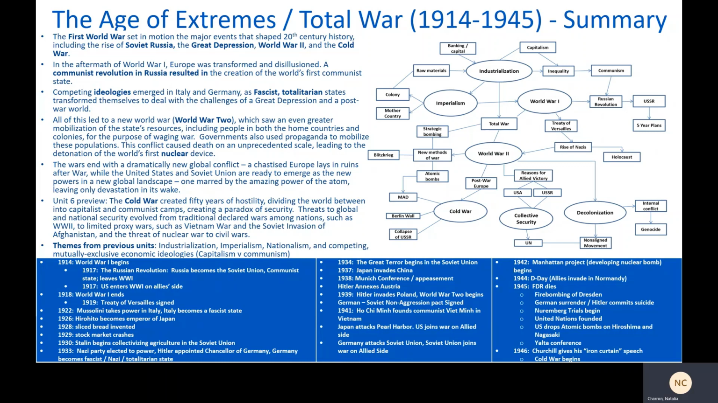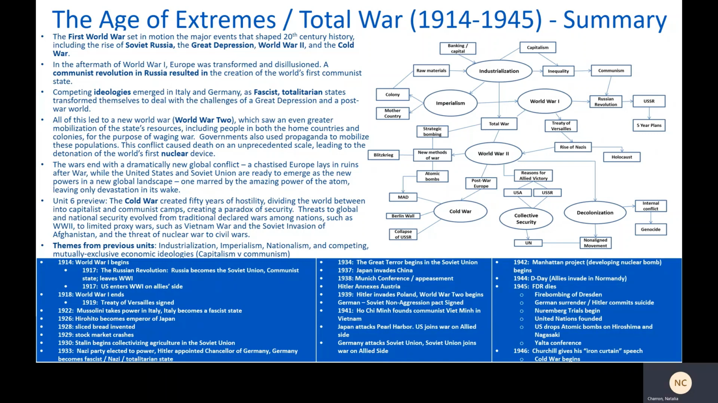Here's a brief summary. In the aftermath of World War I, Europe was transformed and disillusioned. The communist revolution in Russia resulted in the creation of the world's first communist state, and the world reacted against that. Competing nationalist ideologies emerged in Italy and Germany as fascist totalitarian states transformed themselves to deal with the challenges of a Great Depression and a post-war world.